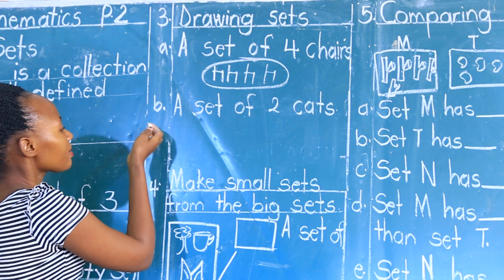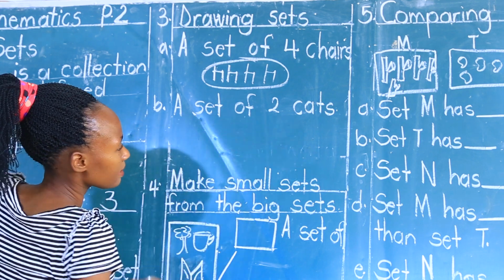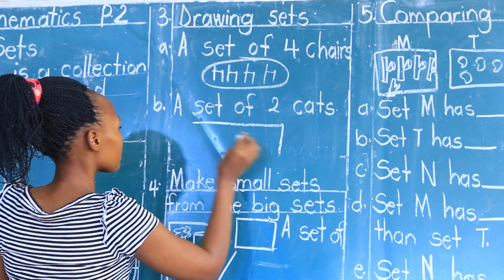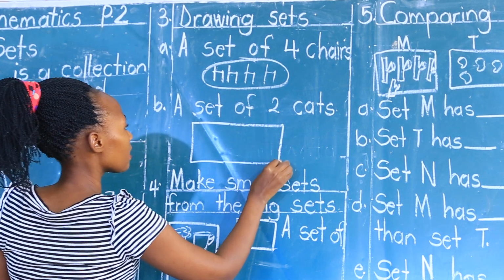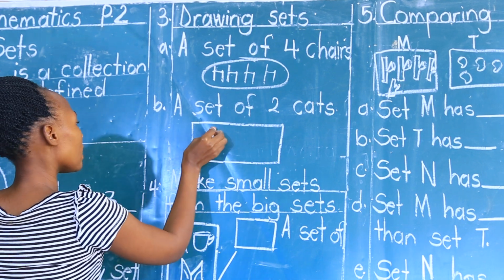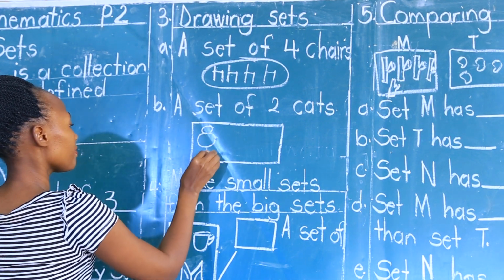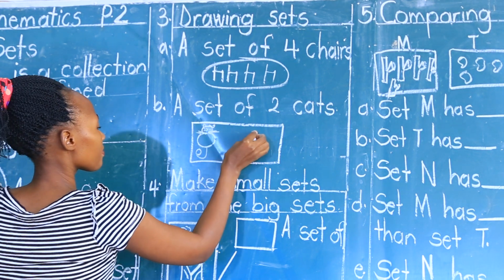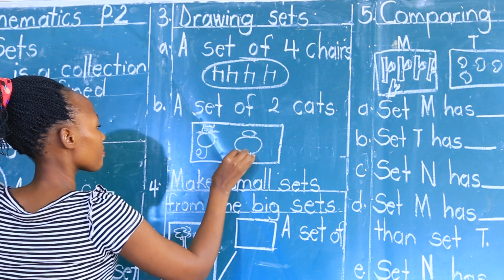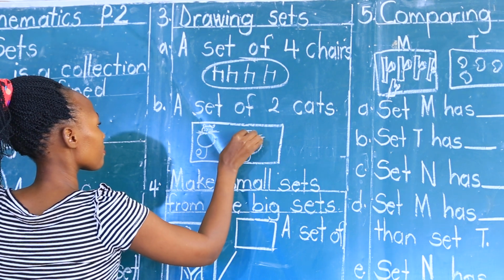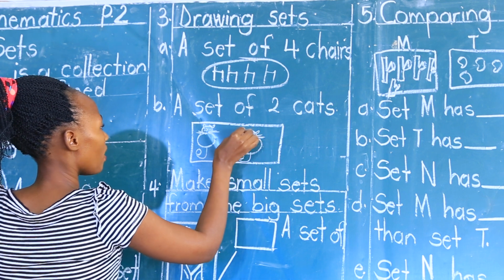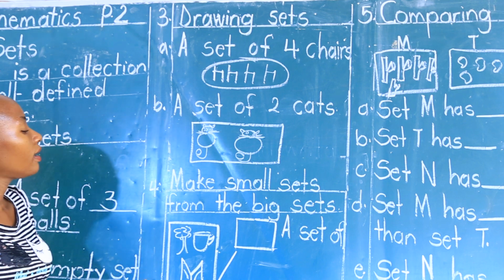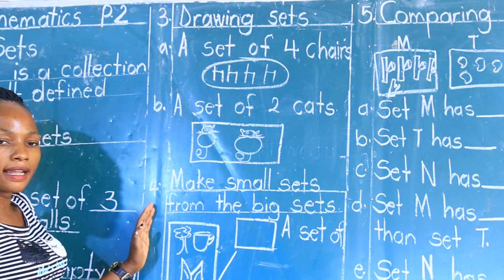Then we have this, a set of 2 cats. Still, they are supposed to be inside the set. Let's draw our empty set like this, then draw there our 2 cats. This is our set, a set of 2 cats. Now we go to our next number.